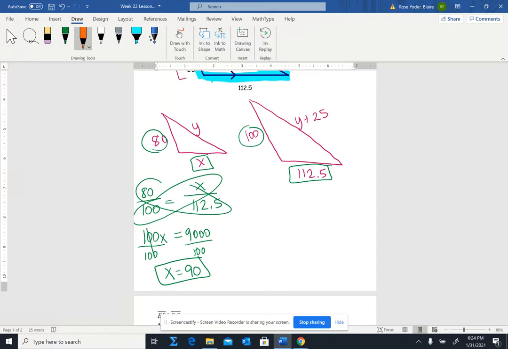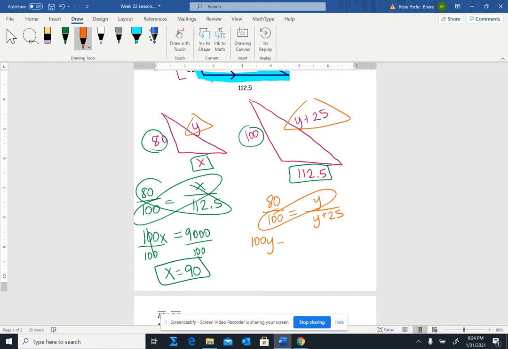All right, let's do the exact same thing, but for y. So I'm going to use the 80 and the 100 again. And then what do I need to set up for the y? Be careful what order you do this in. 80 over 100, small over big. So I have to go y over y plus 25. And then this is like last week where we have to do the distributive property.